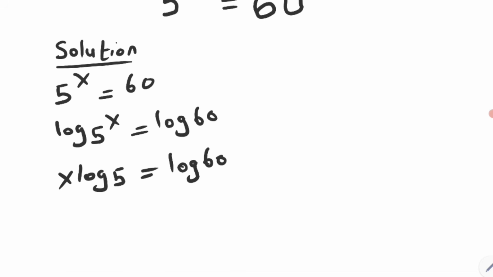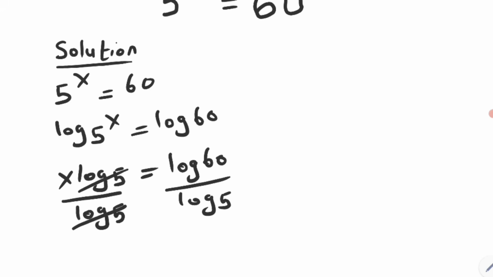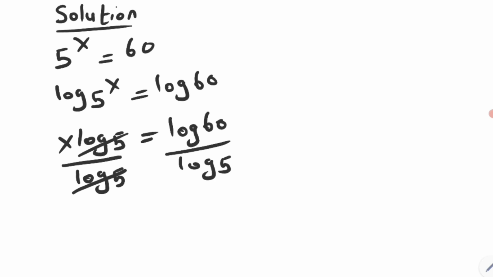Let's divide both sides of this equation by log 5. This divided by log 5 and this divided by log 5. Log 5 cancels log 5 here. s is equal to log 60 over log 5.